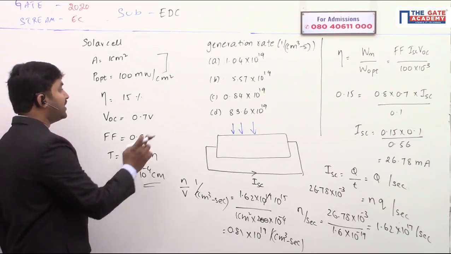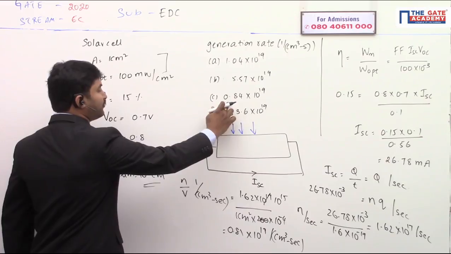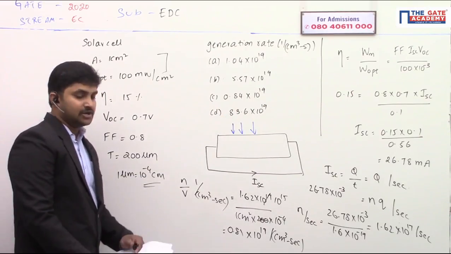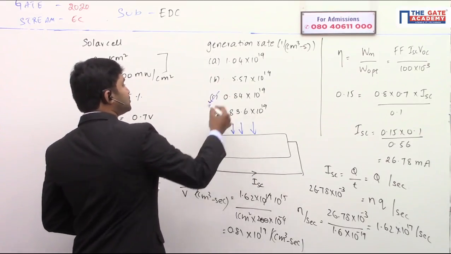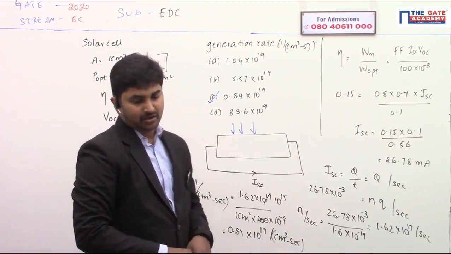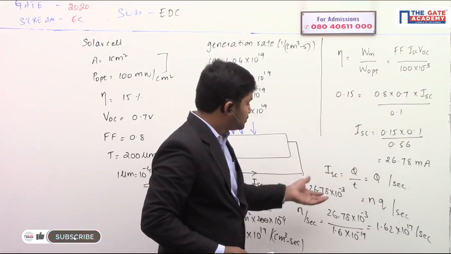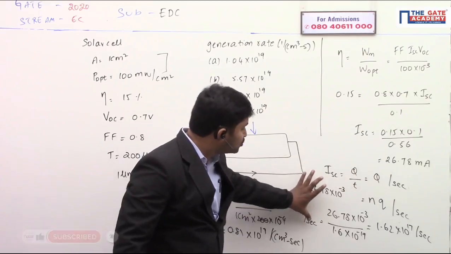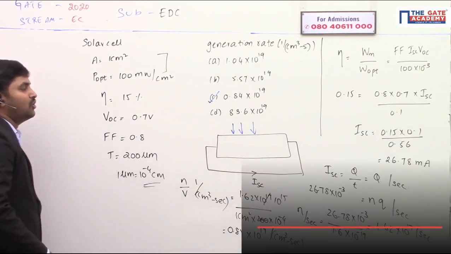So 0.81; in the options it is given as 0.84, so it is very close. 0.84 into 10 power 19 per centimeter cube per second. So the answer for this question is option C. Option C is the correct answer. Till here it is very much what we have discussed in the class. This is the step we have to be careful about, because this is a new thing that has been added this year.